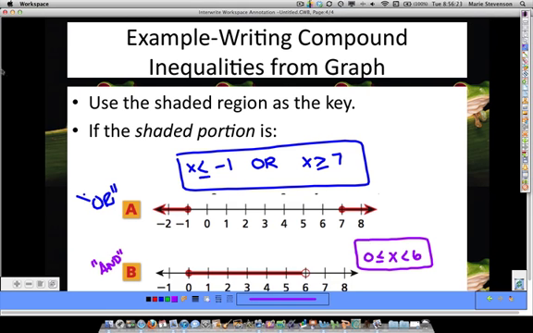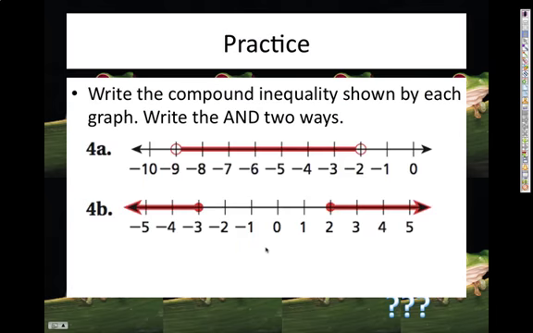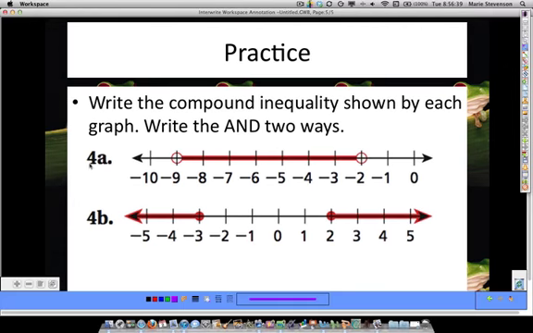Now it's your turn. You have basically 1 to 2 minutes. Go ahead and pause the video. Do both. Alright, now that you had your chance, let's see how you did. Starting with the first one.